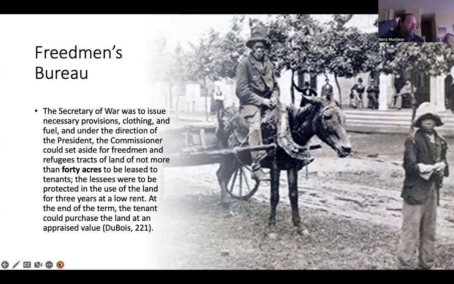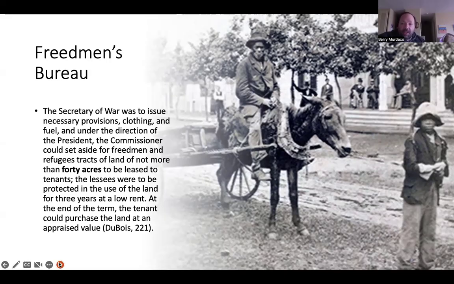Then afterwards, you have the Reconstruction era. Eric Foner has written on that quite extensively. So did W.E.B. Du Bois in his book Black Reconstruction in America. He has a number of interesting things to say about this, which I'll read out here.